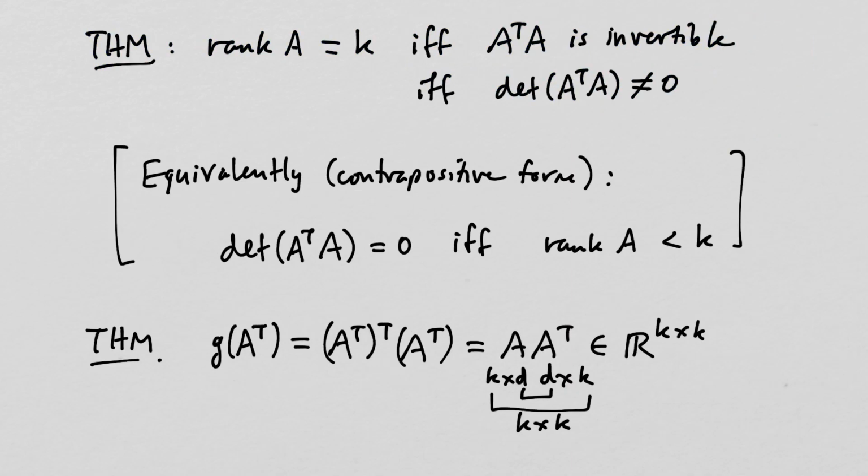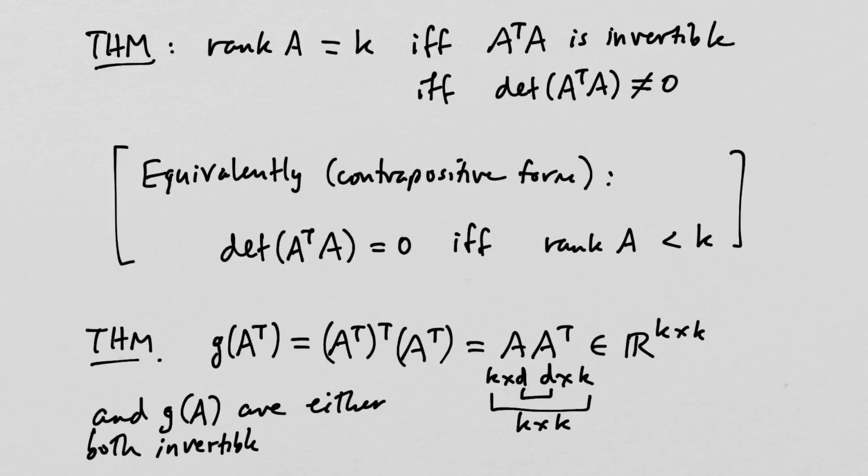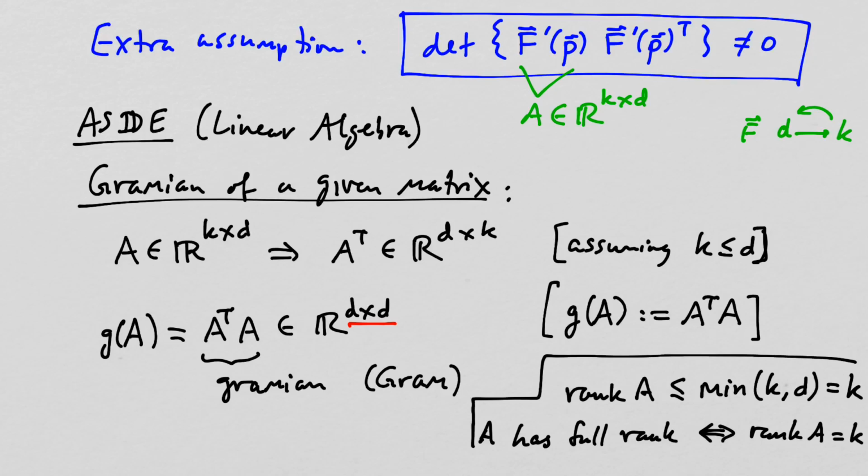So the Gramian of A is not the same thing as the Gramian of A transpose. But it turns out that those two Gramians, G of A transpose and G of A, are either both invertible or both singular. They're invertible together, or they're singular together. That's another interesting theorem that we can prove easily.